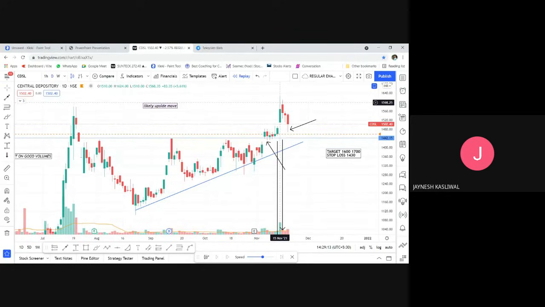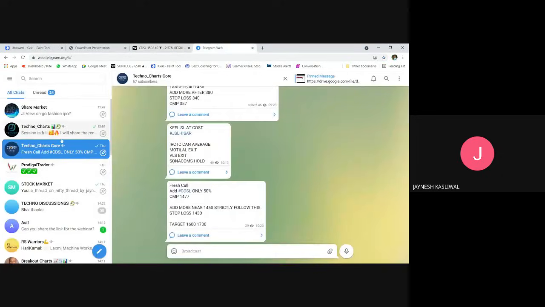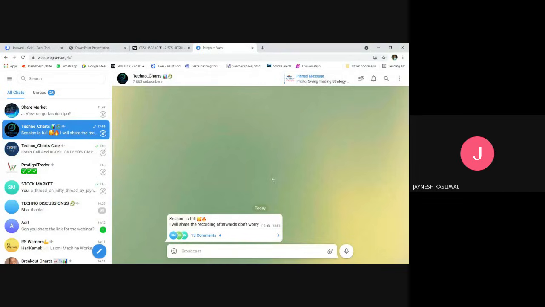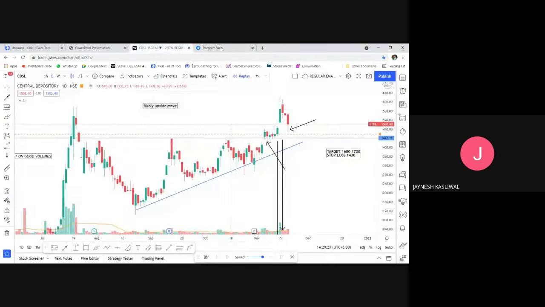If you remember, just put it in the chat box. Yes, we remember that. If you don't remember, I will tell you that also, so that you understand why exiting a stock is always more important than entering that stock, because most people fail to book profits here and they again end up holding that stock at the same price.